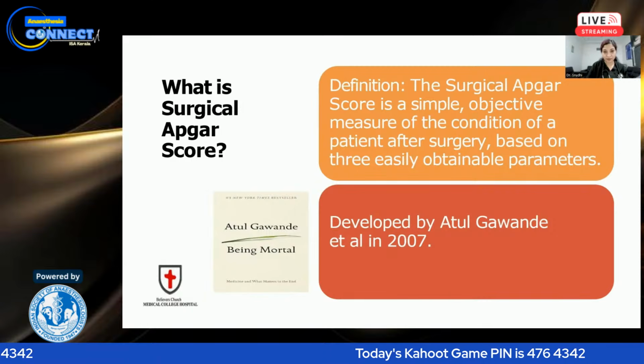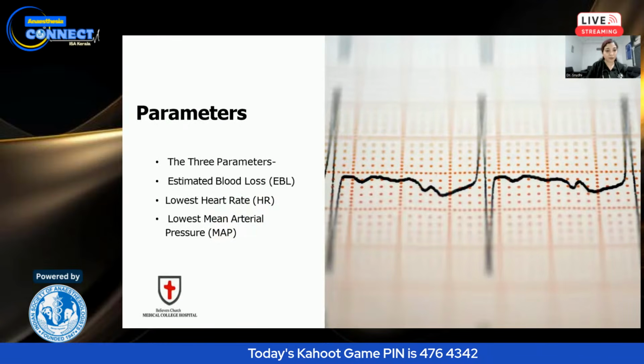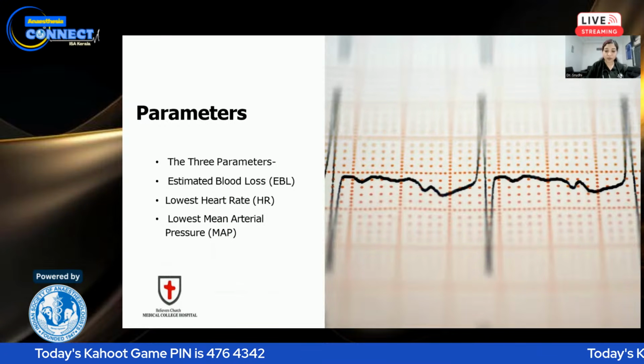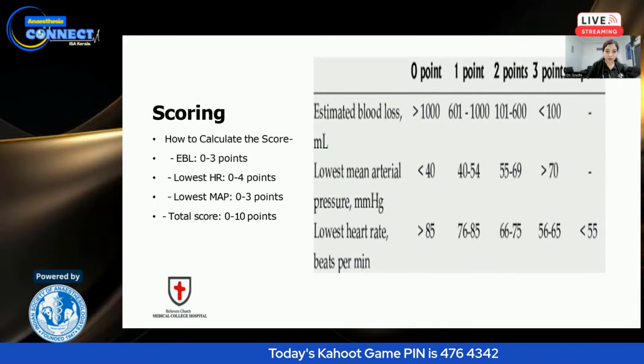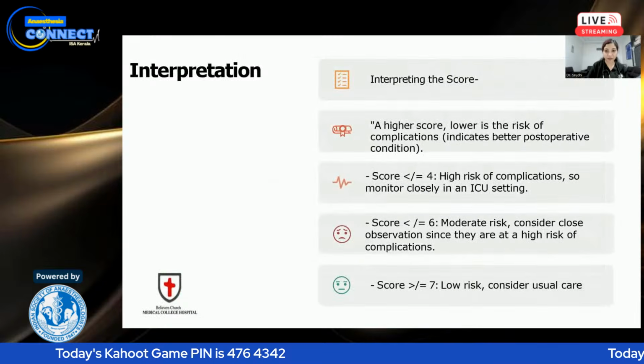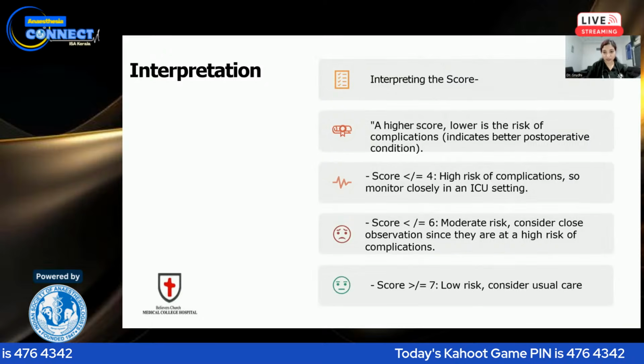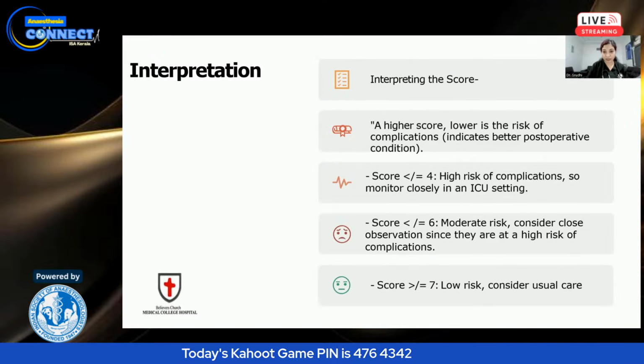In 2007. The parameters include estimated blood loss, lowest heart rate, lowest mean arterial pressure. These are the scoring, like it has a total score of 0 to 10 points. How to interpret the score? The higher the score, lower is the risk of complications. That is, higher the score indicates better postoperative condition.